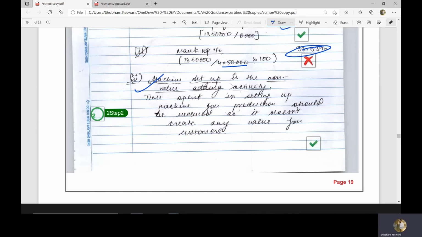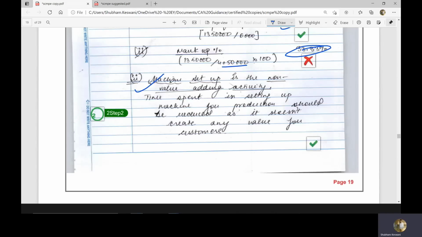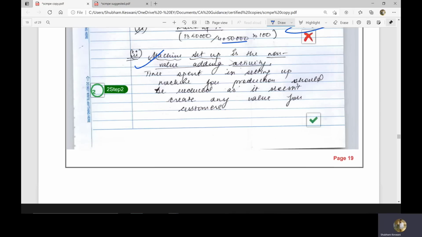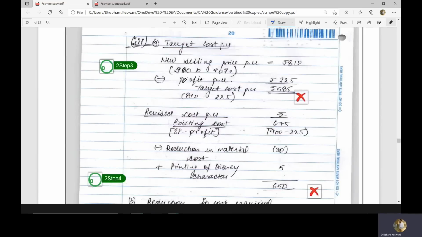But yeah, here I did well because I was able to find which is the non-value adding activity, that is the machine setup time. I think ISA also did the same. So that machine setup is the non-value adding activity, and I underlined it. I knew that this is the non-value adding activity I am identifying, and it should be easy for the examiner to trace the answer that I am giving.